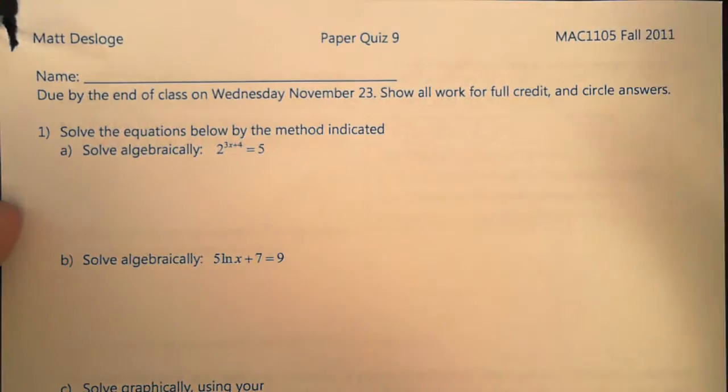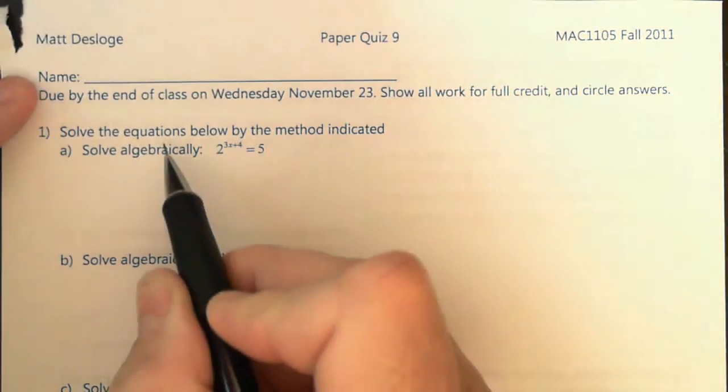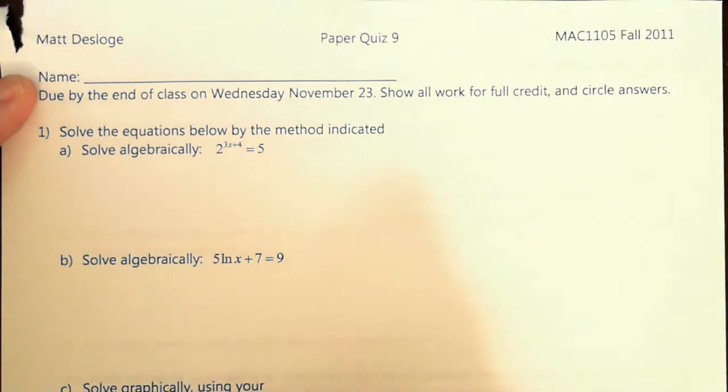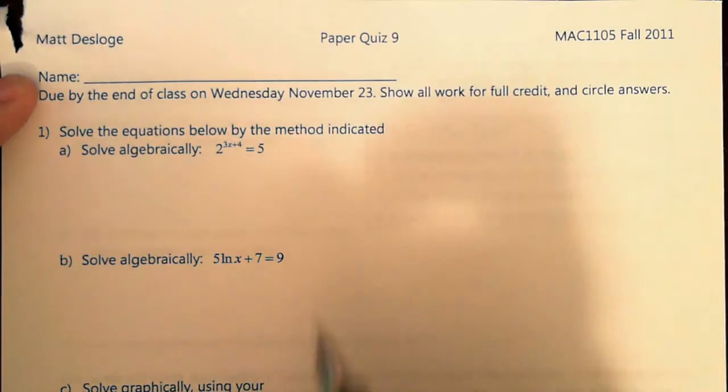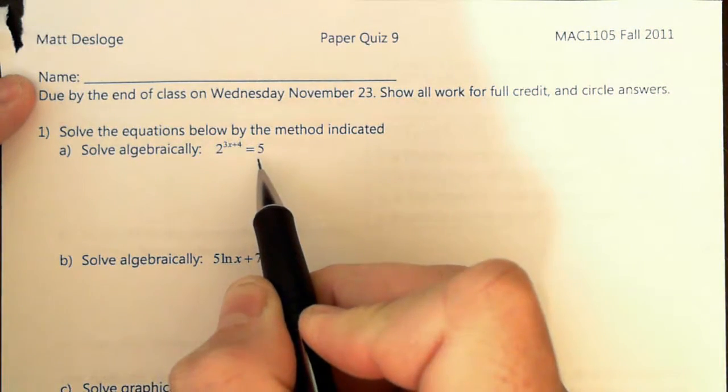Okay, here we are with paper quiz 9, and we'll go ahead and solve this. The first question has you solving algebraically and then solving graphically using your calculator on this last one. So let's start with this one. 2 to the 3x plus 4 equals 5.